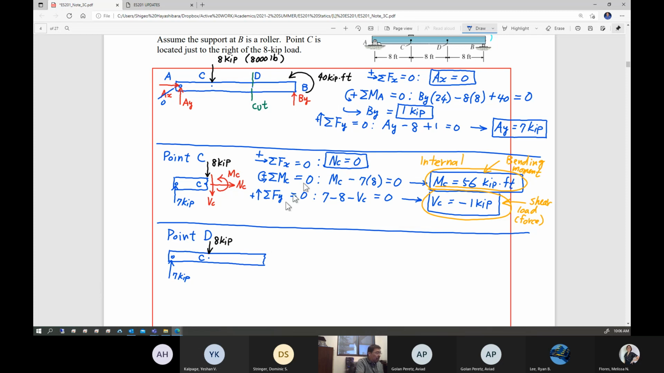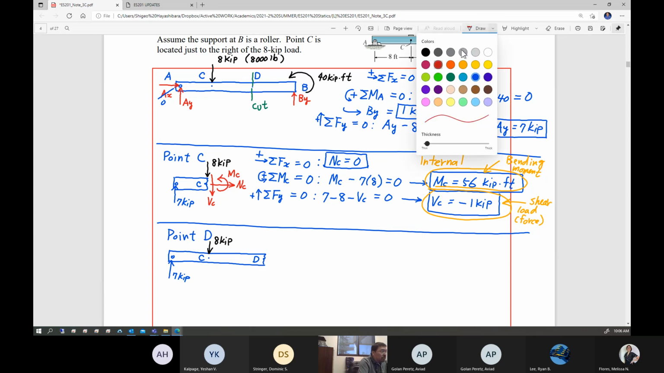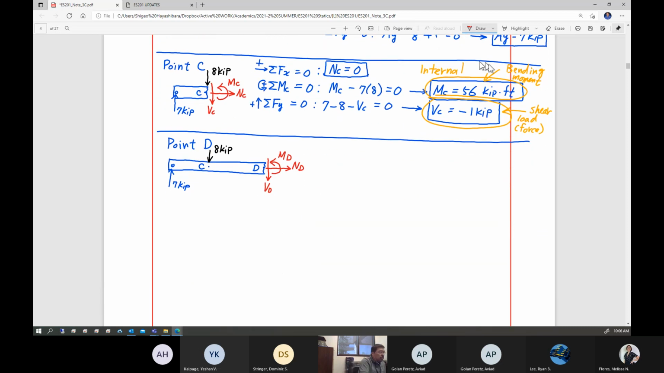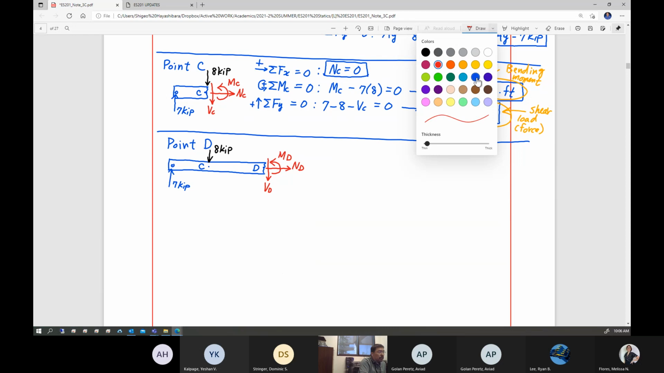And this is, let's call this location D. You cut through D. And then obviously, once again, you're going to introduce, based on the sign convention, this is shear force, VD. Normal force, ND. Internal bending moment, MD. So now this is just FYI, but suppose you choose a different segment, okay?